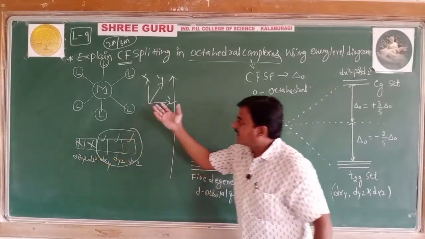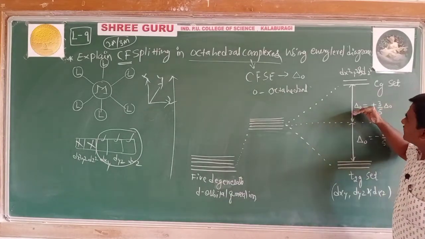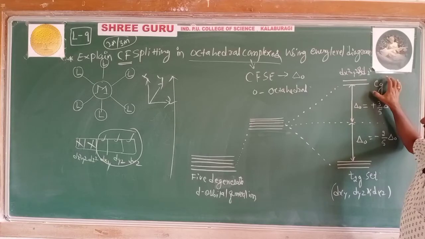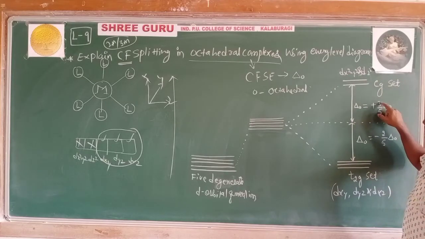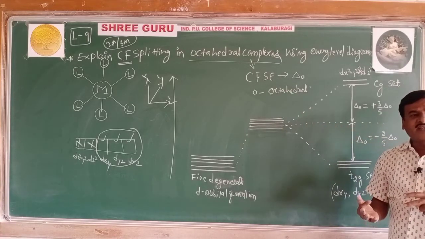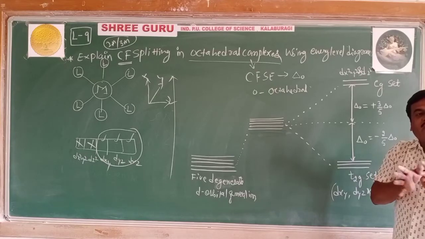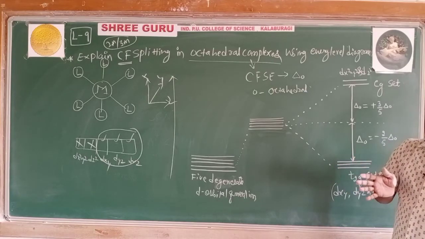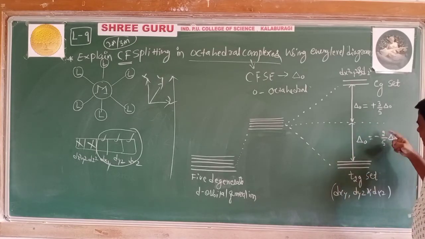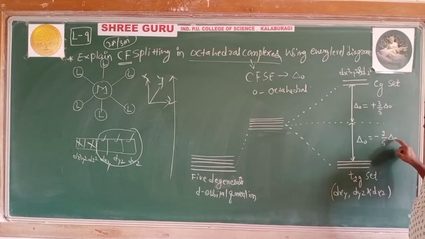The ones pointing along the axes point towards the ligands and experience a maximum repulsion, so you can see a rise in the energy of those two, which split into the EG set, called the higher energy set. Their energy goes up by 3 by 5 times, that is 0.6 times delta naught. Coming to the other 3 d orbitals, dxy, dyz and dxz, since they orient in between the axes, they are away from the ligand and experience lesser repulsion. As a result, there is a decrease in energy, forming a lower energy set at 2 by 5 times of delta naught.